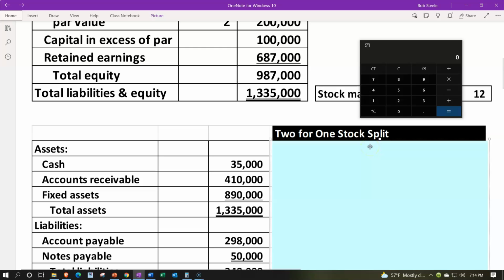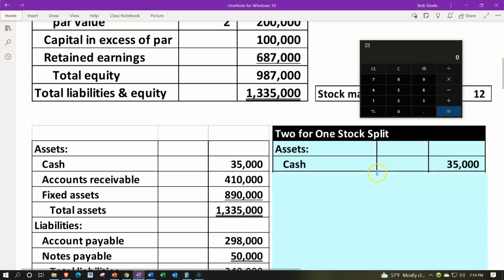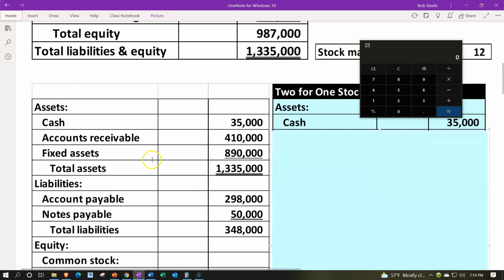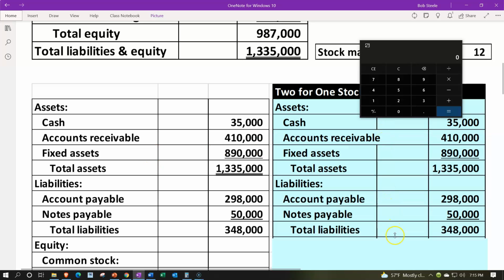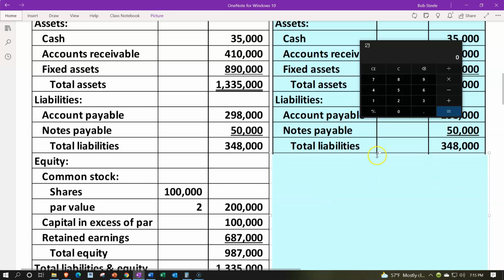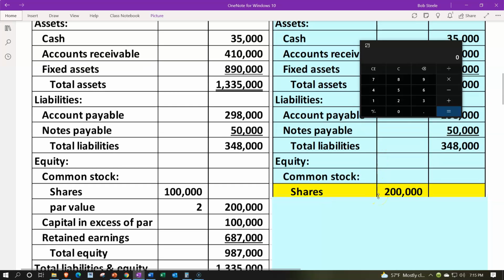Okay. So let's think about a 2-for-1 stock split. What would happen on a 2-for-1 stock split? Well, normally what you would think about here is that the assets and liabilities will basically remain the same. So with a 2-for-1 stock split, you're going to have the same level of assets and liabilities, and the same top part of the income statement. The change is going to be happening on the equity side of things.